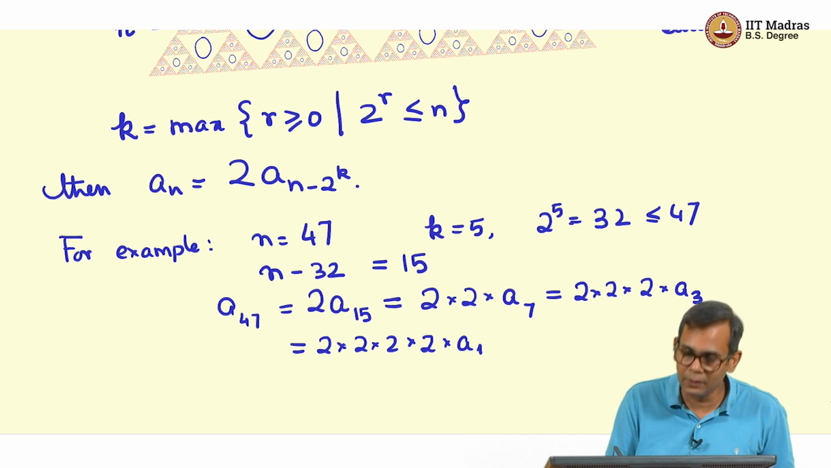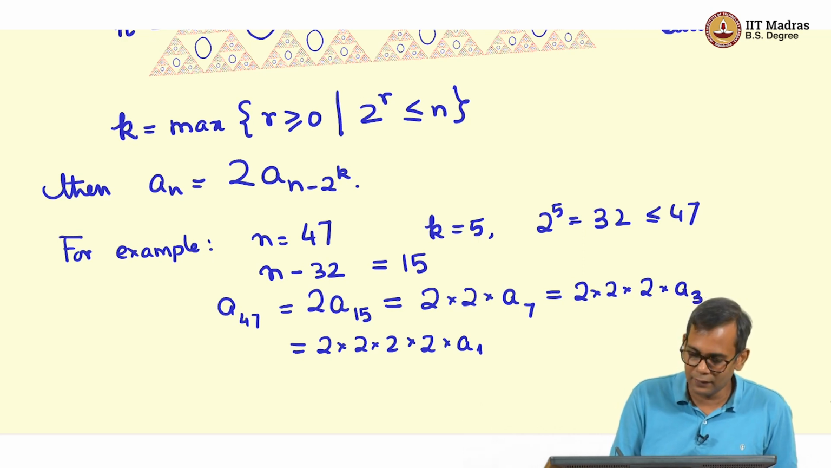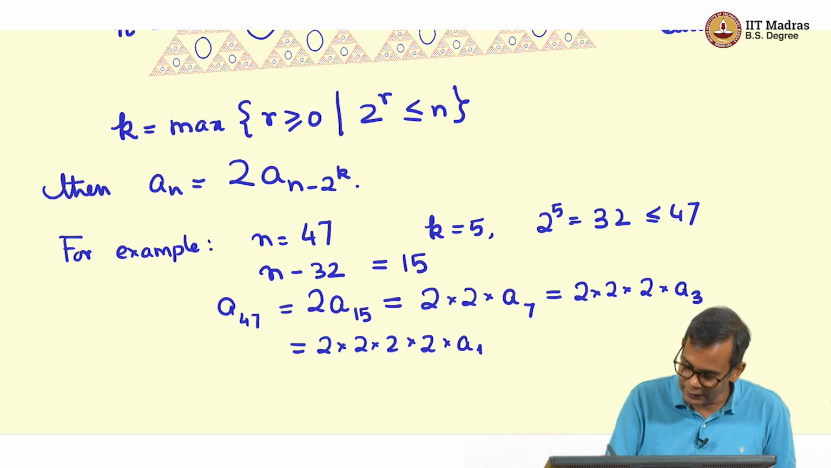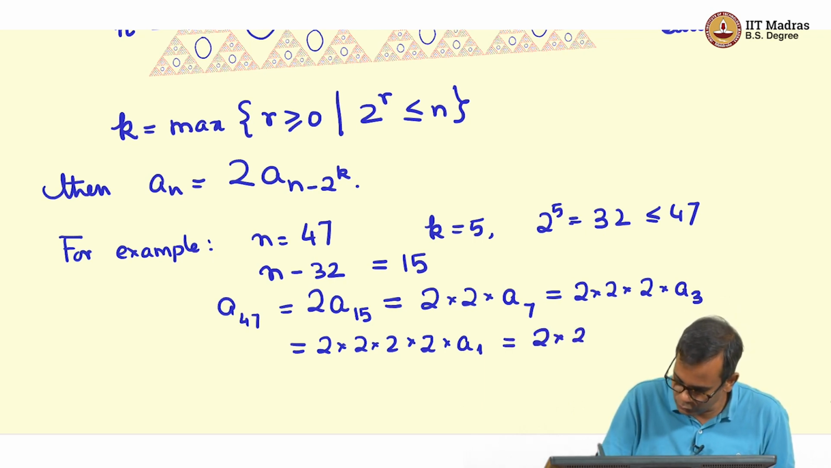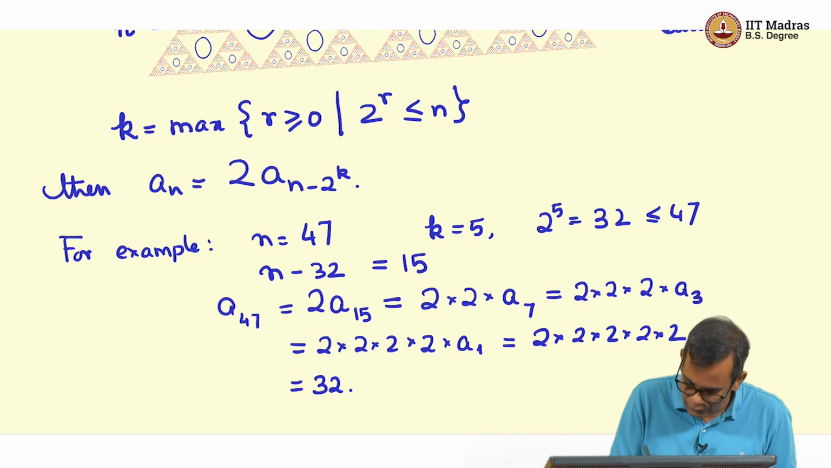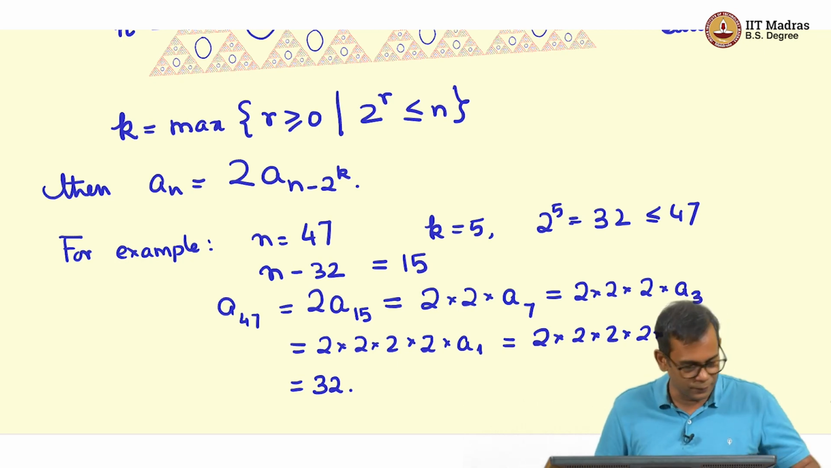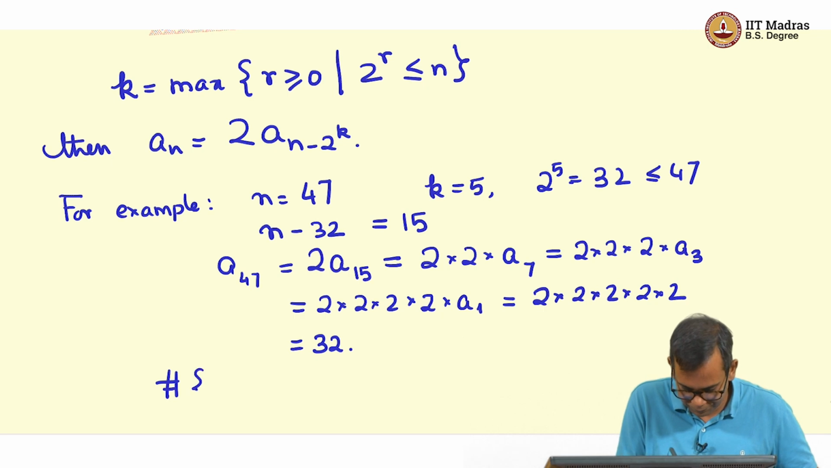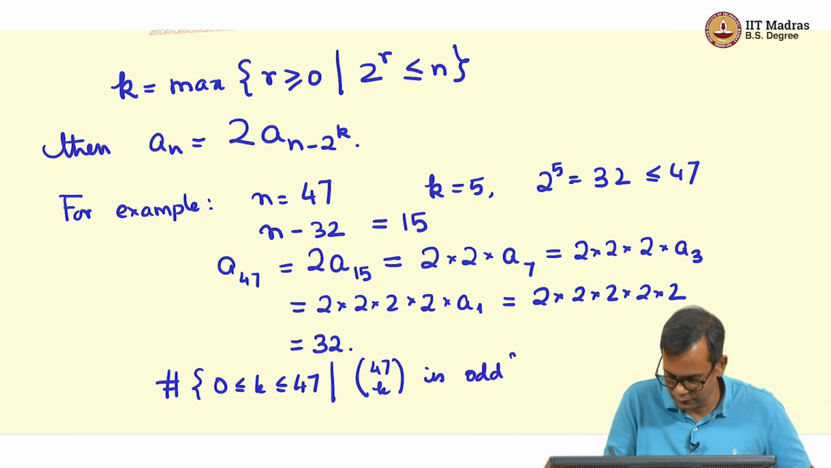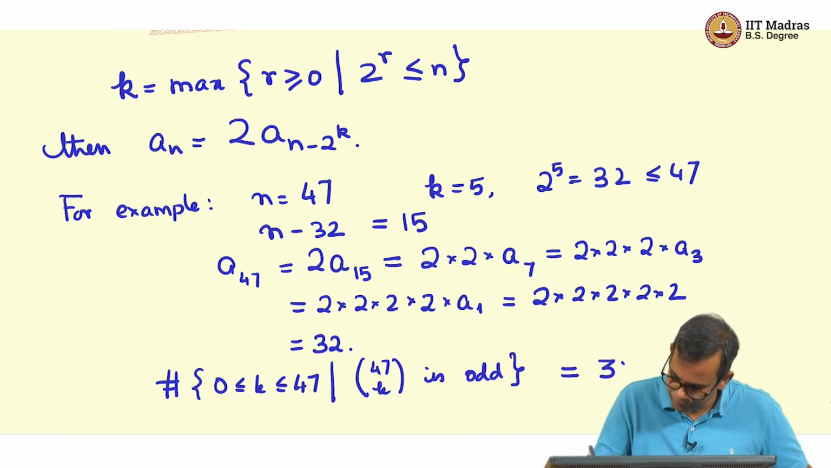A1. But what is A1? Well, A1 is the row with n equals 1, it has 2 entries, right, 1 choose 0 and 1 choose 1, both of which are odd. So, this A1 is itself equal to 2. So, this is 2 into 2 into 2 into 2 into 2, which is 32. So, what we found is that the number of k between 0 and 47 such that 47 choose k is odd, this is equal to 32.